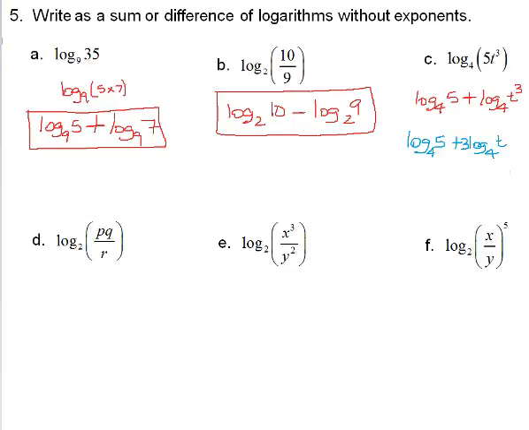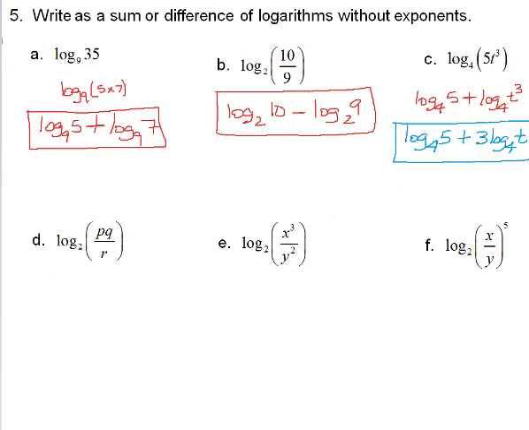See that? Let me just write that again. One more time. See how I did it? So the log base 4 of 5 plus, and move the 3 down in front. So I should have written that first. 3 log base 4 of t. Now we have written it as a sum without exponents.